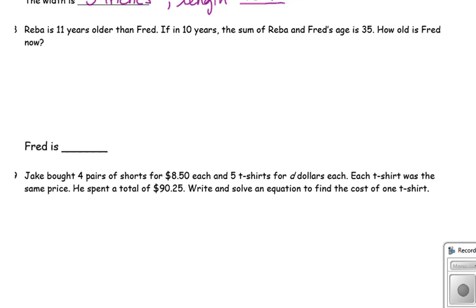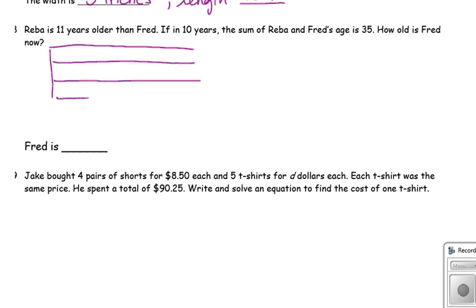Next, Reba is 11 years older than Fred. In 10 years, the sum of Reba and Fred's age is 35. How old is Fred now? This is a good problem to make a table for. We'll put their name in the first column. We'll put their age in the next column. And then it's talking about the future age as well. So let's make a column for future age. This will help us to organize our data and write an equation. We have Reba and Fred.